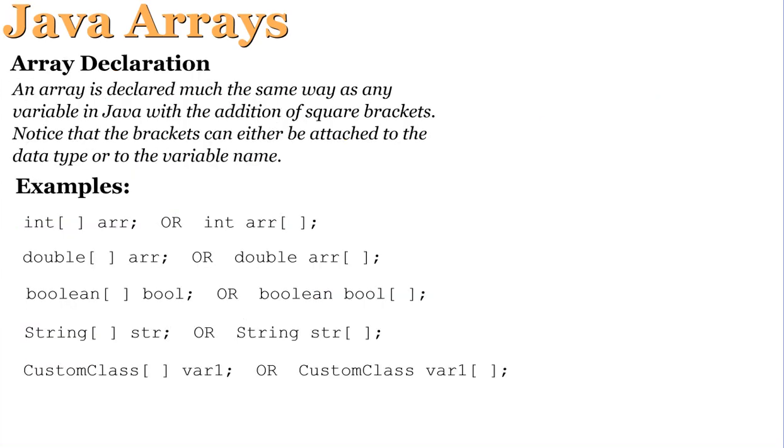So just looking at the declarations, here are some examples of array declarations. Notice we have the data type followed by the brackets followed by the variable name. It can also be the data type followed by the variable name followed by brackets. Both of these are correct. Both of these are accepted by the compiler. So here's an example of an integer array, a double array, boolean, string, or we can make our own class data types and use that as the data type for our array.